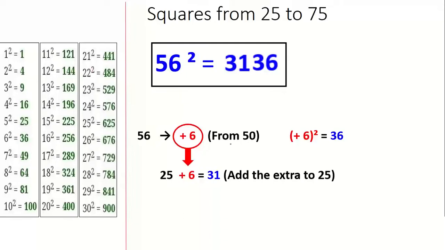57 square is nothing but 7 extra. So add this 7 to 25. It's 32. 7 square is 49.